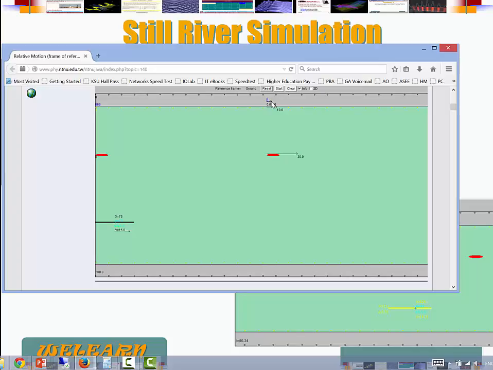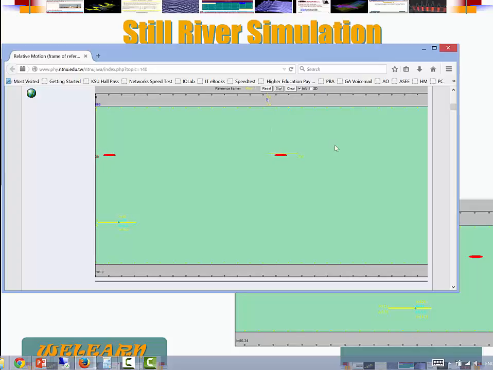For example, I'm going to take this one here and try to move it to 0. So the person has 0 velocity. And I'm going to do the same thing for the velocity of the water. So we have it as a still river. Oops, that's still not 0. Okay, I think we got 0 here.